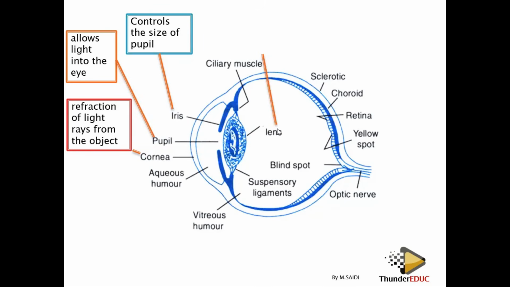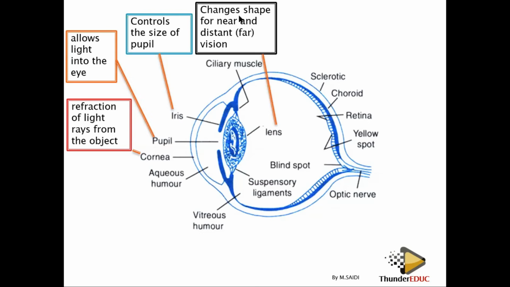Then you have the lens. This solid substance is called a lens. The function of the lens is to change shape for near and far objects. So it is very important in focusing the near and the far object. So it means that if you are not able to see near and far objects, if you can see near or you can't see far, then it could be a problem coming from the lens.